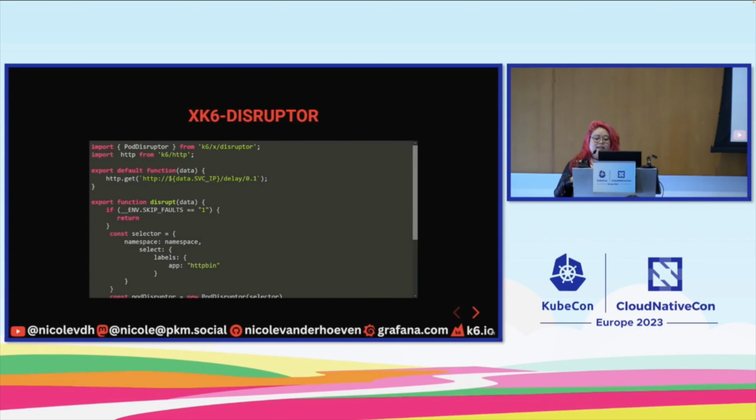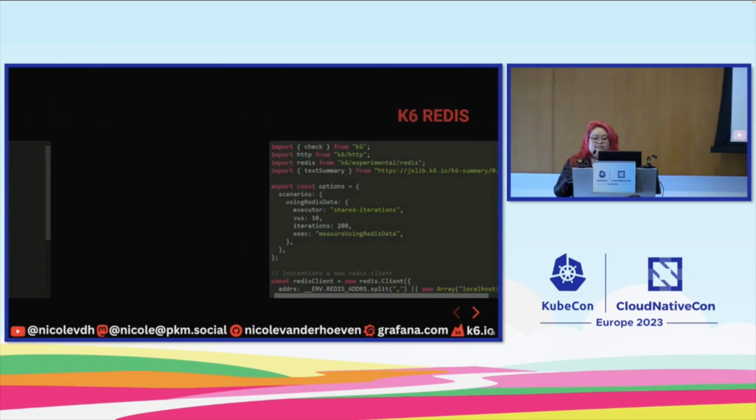In a similar vein, this is in the realm of chaos. The XK6 disruptor is also an extension, and it interacts with Kubernetes clusters to inject HTTP failures. So this could be like delaying traffic, or it could be like just returning an error or an error code or something in the body. And again, having a test that can do this means that it doesn't actually have to reproduce the actual error. It can just fire off this test and see what happens.